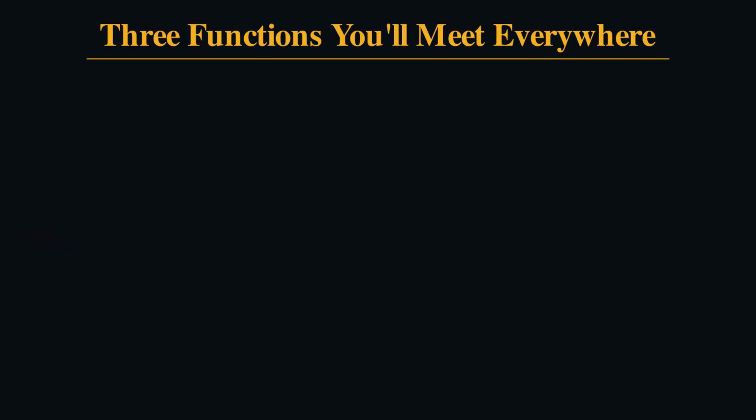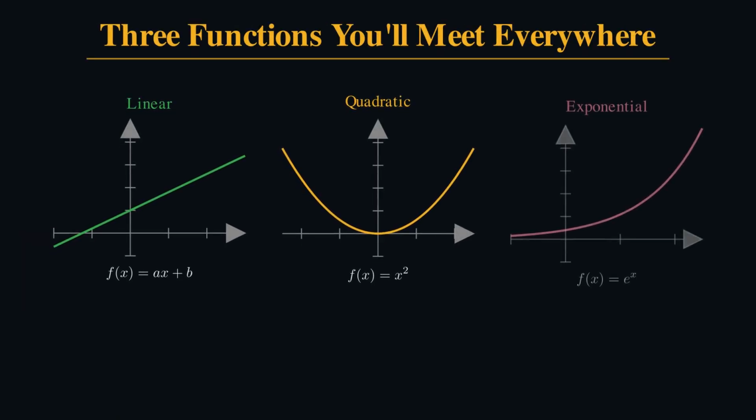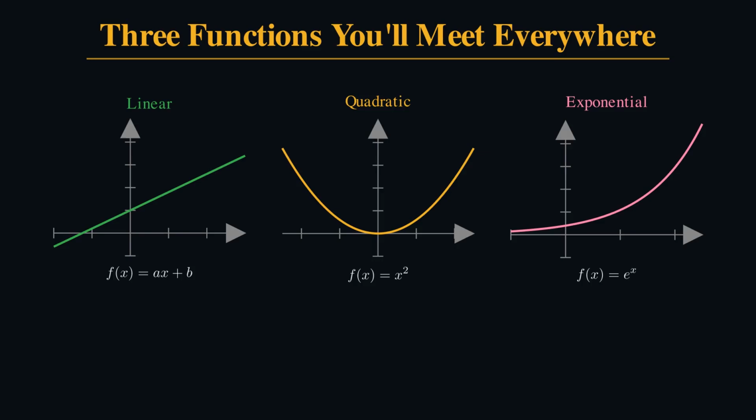3 shapes will follow you through all of machine learning. The linear function, a straight line, the simplest possible rule. The quadratic, a gentle curving bowl which shows up in error measures. And the exponential, explosive growth, which powers probabilities and loss functions.